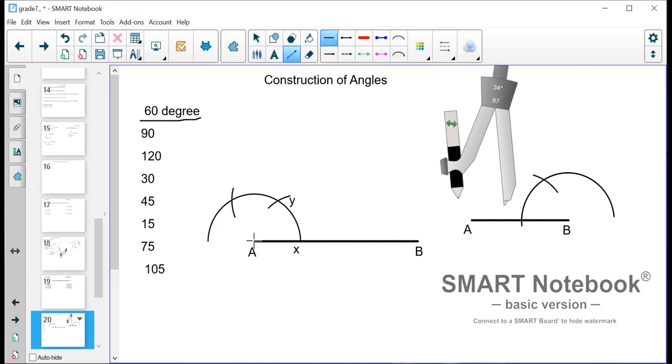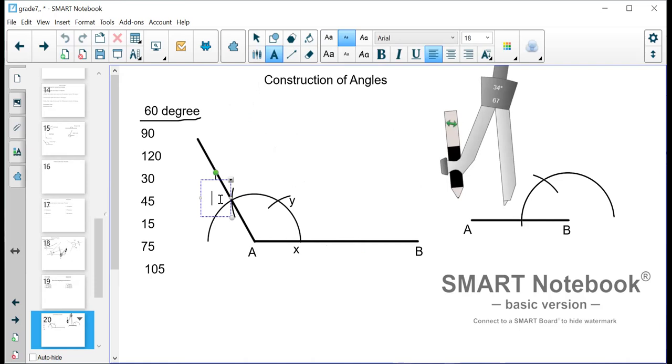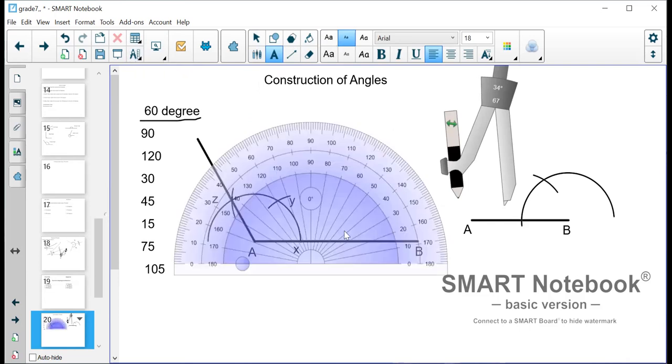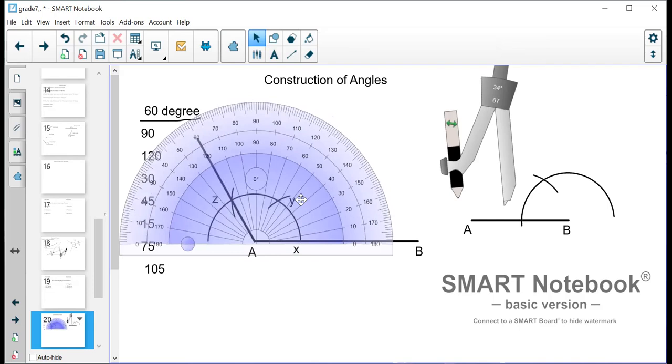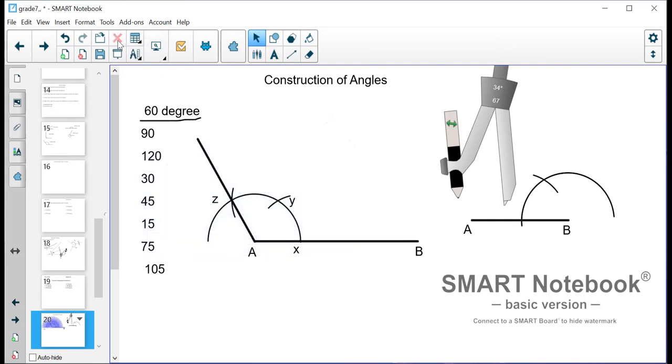So from A, you draw a line through that point, and let's say that point would be labeled Z. That will give you 120 degrees. And if you want to check, you can always use your protractor, set it, and you would see that the angle there goes straight through 120 degrees. So that is how you get 120.